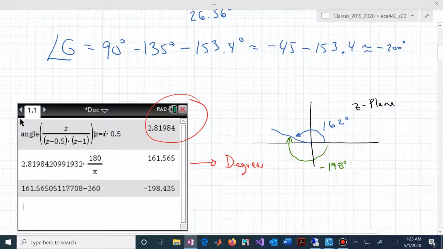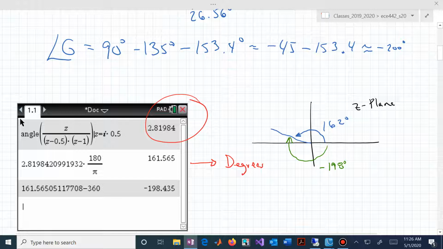Now you might have calculated that with a calculator. You could say, what's the angle of that transfer function, where the transfer function is just z over these two pole factors, and we want to evaluate that. That's now the vertical bar. We want to evaluate that angle when z is equal to j, or in the imaginary direction 0.5. If you called this up from the menu in your Inspire, that might produce a radian value for your angle, and that is explained there. So I then in the second line converted that to degrees.